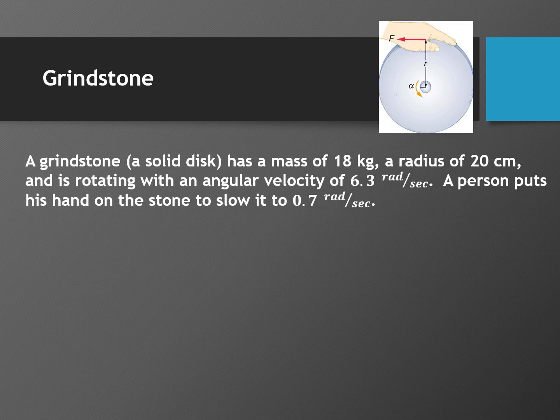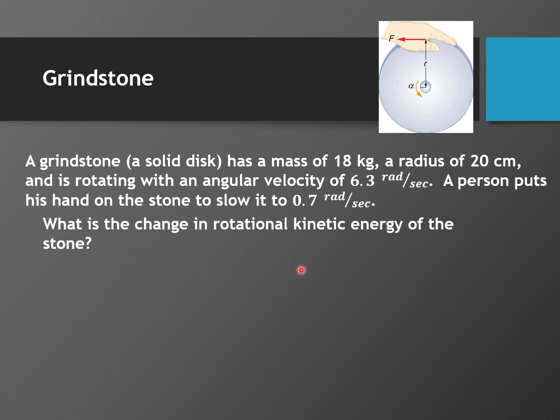All right, so in this example, we have a grindstone, which can be thought of as a solid disc, has a mass of 18 kilograms and a radius of 20 centimeters. It's rotating with an angular velocity of 6.3 radians per second. And then when a person puts his hand on the stone, it's going to be slowing down to 0.7 radians per second. So the question is, what's the change in rotational kinetic energy of the stone?